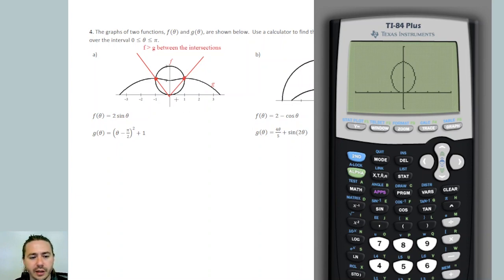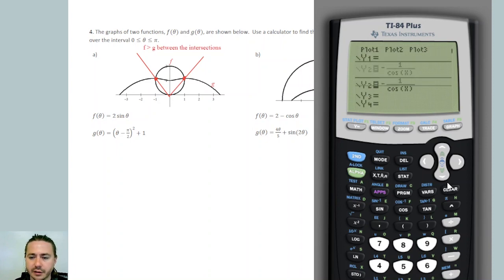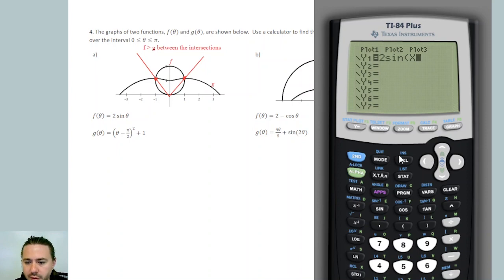Okay, so let's figure out where these would be. Let's go to the calculator. I'm going to go back to function mode so that I can take advantage of that intersection function. And I can clear all this out and type in the two equations I have. The first one being 2 sine theta, and the second one being theta. Oops.